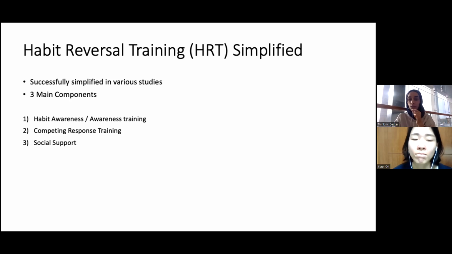And those 3 components are now habit awareness or awareness training. So having the individual be aware of the behavior, like they're able to operationally define it, they're able to detect it. The second one is competing response training, so practicing another behavior instead of engaging in the target behavior. And finally, having the social support aspect and having their significant others involved in their journey to reducing the behaviors.